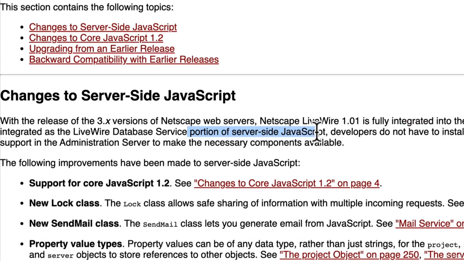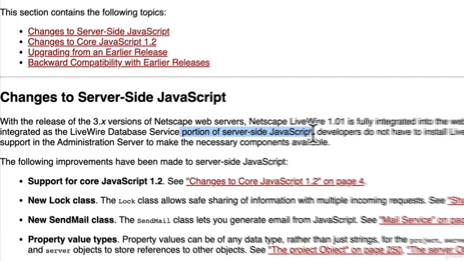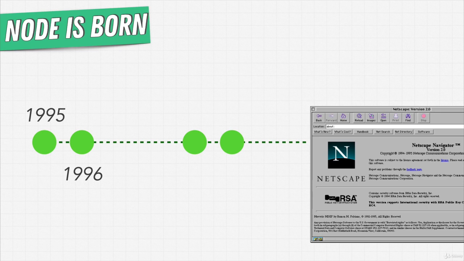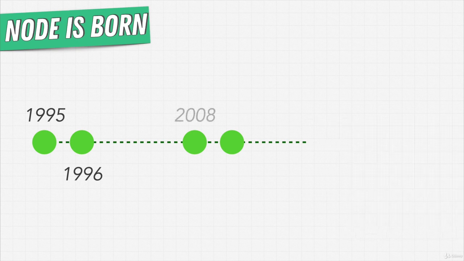It allows us to do essentially server-side JavaScript. But you know what? Let's forget about LiveWire because it was ahead of its time and it just didn't really work. Anyway, everything went along. JavaScript was on the front end, on the browser, and then 2008 rolls around.